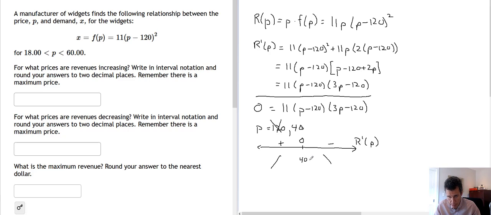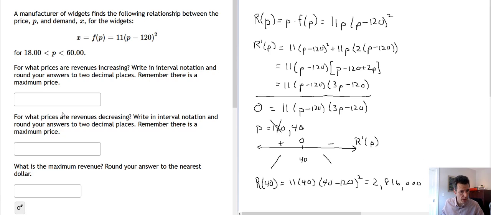That means we've got a maximum at 40, and for the maximum, of course, we have to plug 40 into our revenue equation. So that's 11 times 40, remember this is the revenue equation, times (40 minus 120) squared. Okay, so let me pull out my calculator. Type this in. We've got 11 times 40 times negative 80 squared. We get $2,816,000.